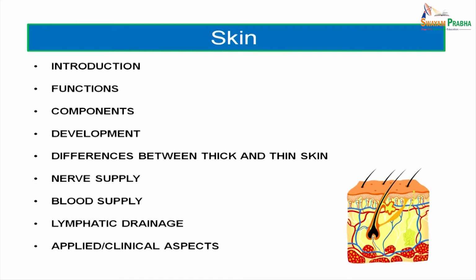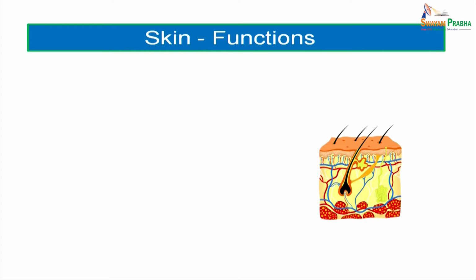So coming to the functions of skin. Why do we need this protective covering? Like I said, the first function is protection. It protects us from physical, chemical, and biological hazards. It protects us from the UV rays, from acids, chemicals, and invasion of microorganisms. So it forms a nice barrier between the internal and the external environment of the body.